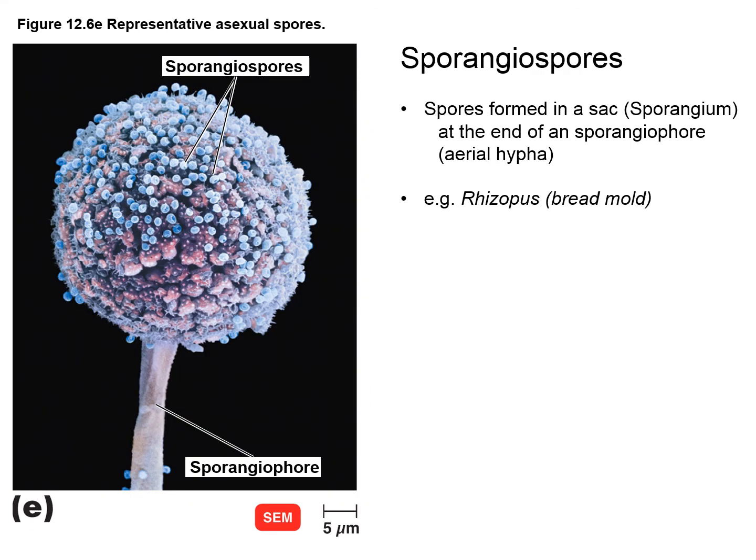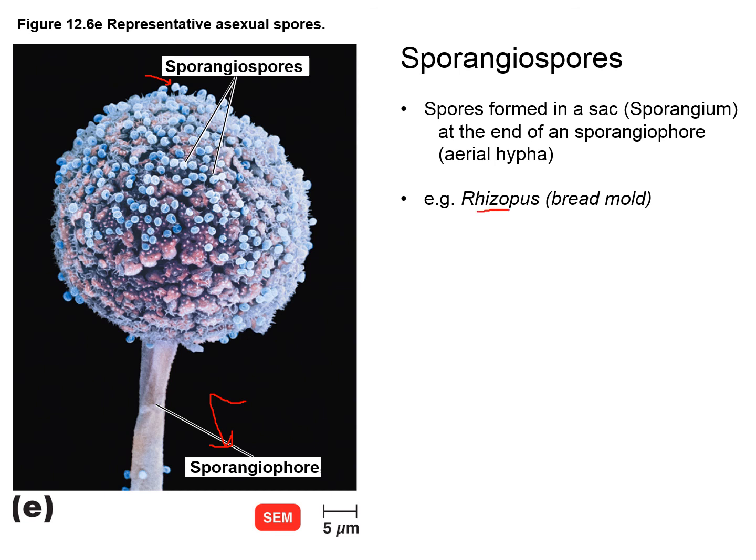Sporangiospores are small spores. So you can see how tiny these guys are. They're smaller than the others that we've looked at. And they're formed in a sac. They're actually formed inside of the fungus on the end of an aerial hypha called a sporangiophore. These spores get released when the fungus, or the mold in this case, is brushed and the sac ruptures.